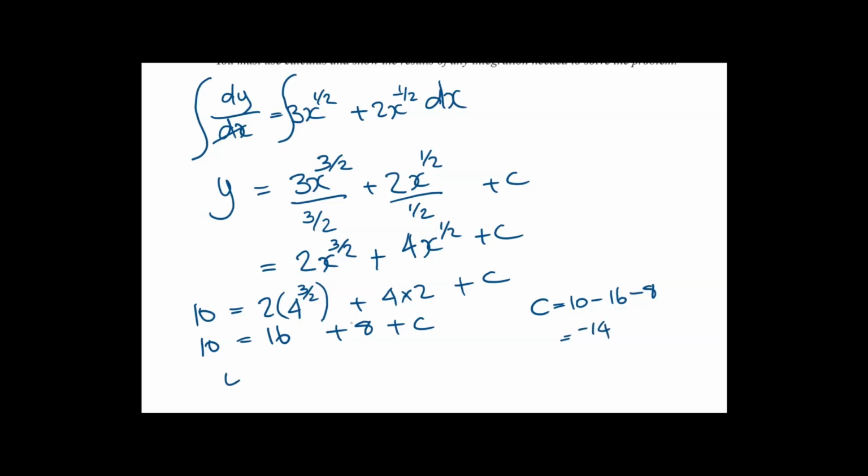So our full equation is y equals 2x to the power of 3 over 2 plus 4x to the power of half minus 14. And there is again using the power rules rather than using roots. The next one gives us these numbers here, and then we're told the integral equals a, but there's an a here, and this is also an a, so determine the possible values of a.